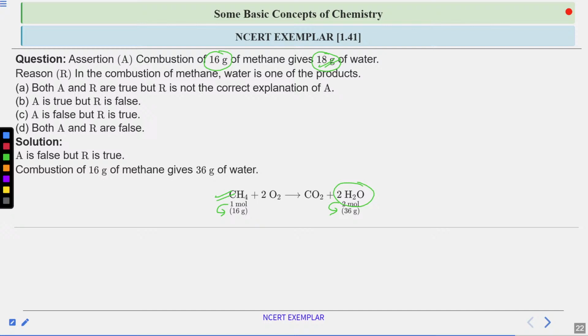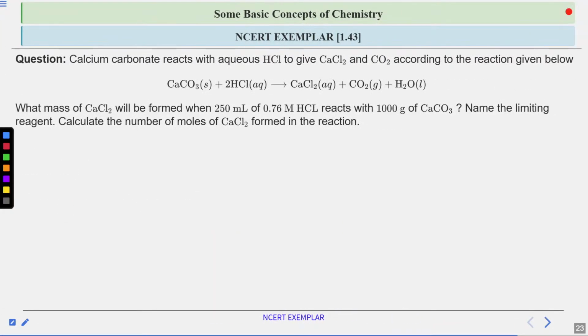Okay. Let us move further. This question says that calcium carbonate reacts with HCl to give calcium chloride, carbon dioxide and water. Now, what mass of calcium chloride will be formed if 250 ml of 0.76 molar HCl reacts with 1000 gram of calcium carbonate? Name the limiting reagent, and calculate the number of moles of calcium chloride formed in this reaction. Now a long question is there against you. What should we do? We will try to solve it one by one.